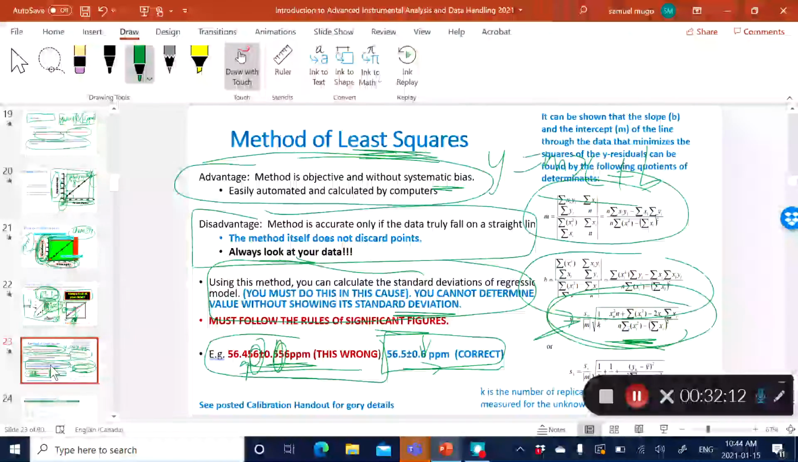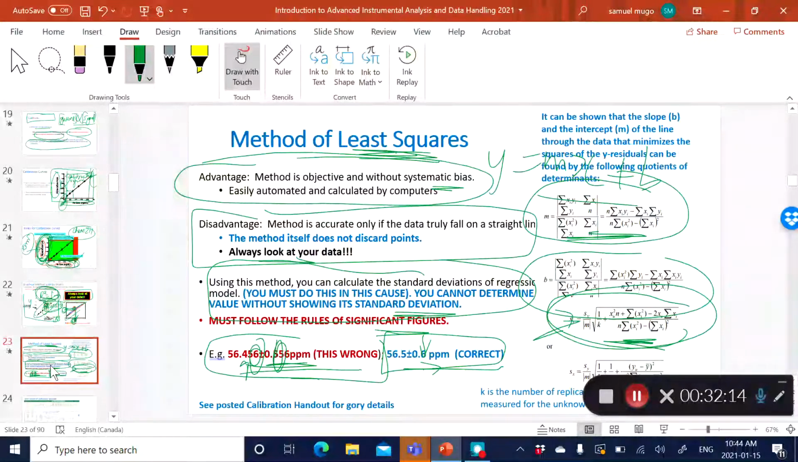Just to get more details on how these equations were derived and so on, you can check the calibration handout, which is already posted on Blackboard. Make sure you understand what these variables mean, like the K refers to the number of replicates or repeats of your measurement for the unknown. And I think the others are fairly straightforward. N would refer to the number of data points and so forth. X, of course, is the concentration of the standards, and Y would be the signal, and so forth.